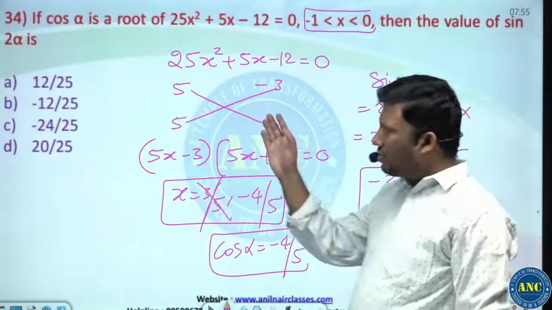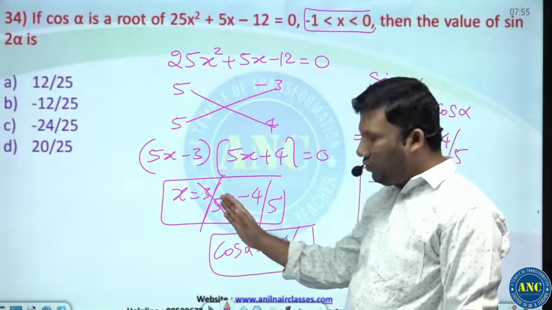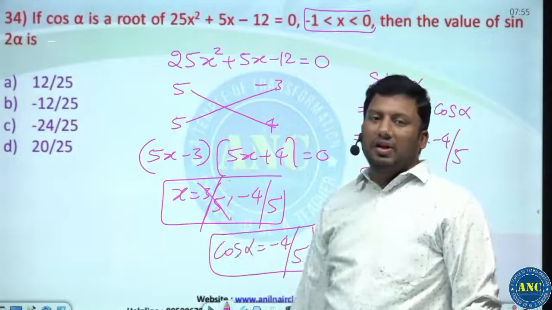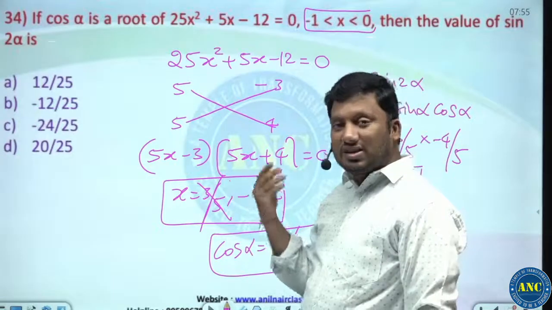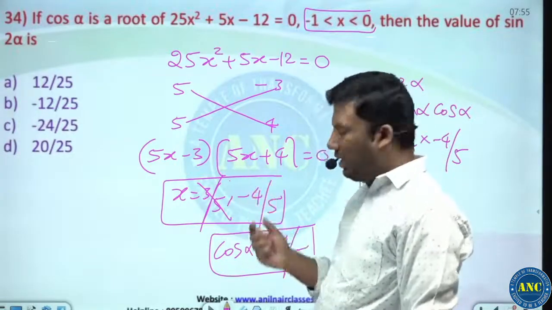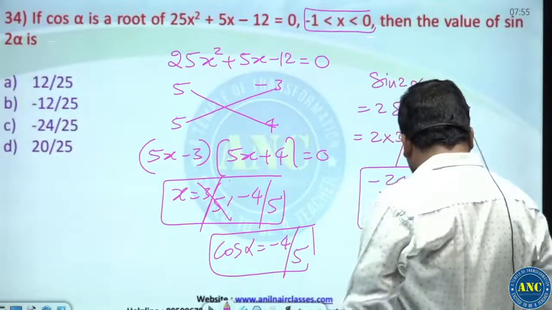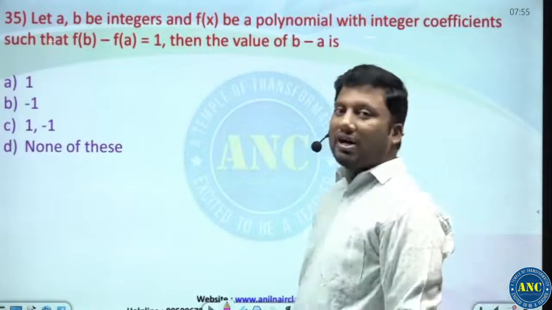Very, very easy question. Find the root of this one. Two values I got. Minus 1 less than x less than 0. 3 by 5 is 0.6, and 0.6 is greater than 0, so I took minus 4 by 5. Sin 2 alpha is 2 sin alpha cos alpha. A simple substitution question.